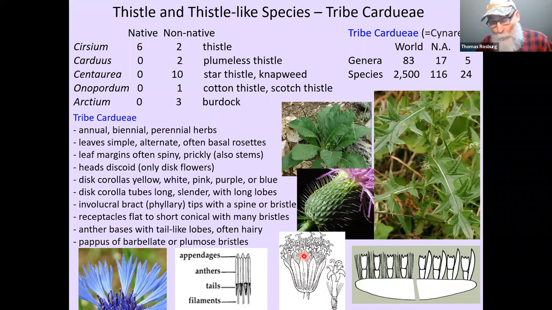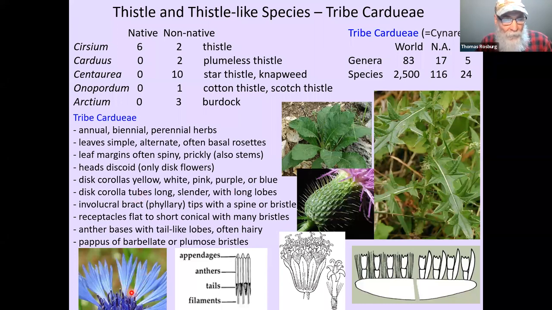There are no ray flowers. So that's why thistles do not look like sunflowers. Sunflowers have both disc flowers and ray flowers, but the Cardueae don't. Lots of different possibilities for color here: red, purplish, pink, blue, white. The disc corolla tubes are kind of unusually long as far as Asteraceae go.